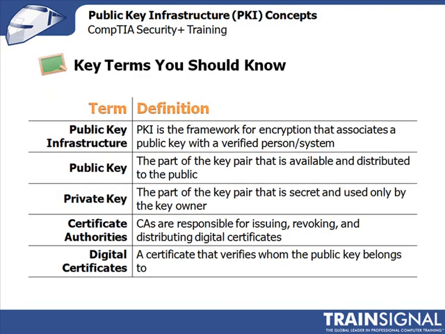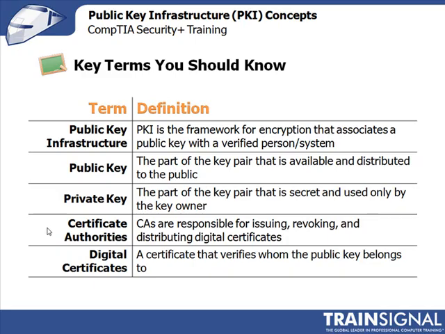And that's it. But before we wrap up the lesson, here are the new terms that were introduced in this lesson and the ones that you'll want to have down pat for the exam. First, public key infrastructure. PKI is the framework for encryption that associates a public key with a verified person or system. Next, public key is the part of the key pair that is available and distributed to the public. The private key is the part of the key pair that is secret and used only by the key owner.